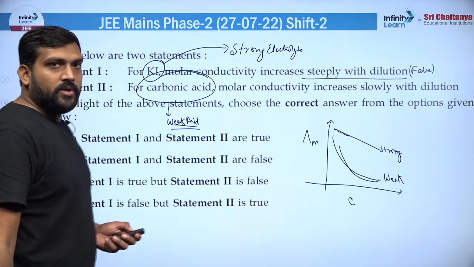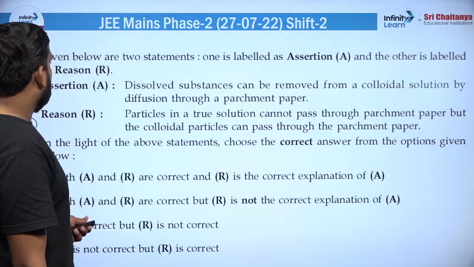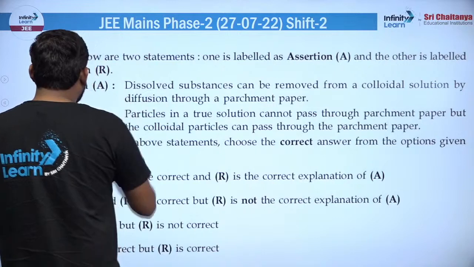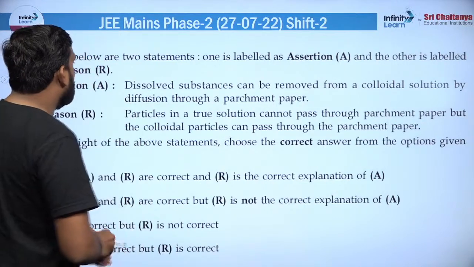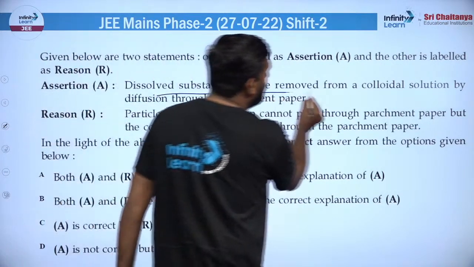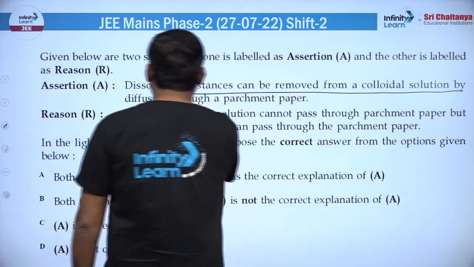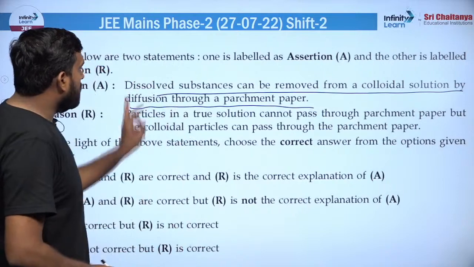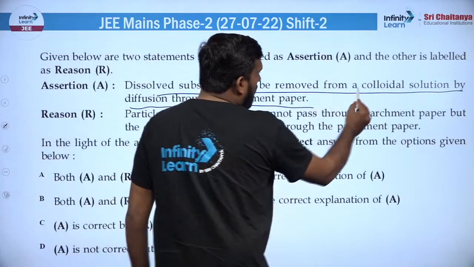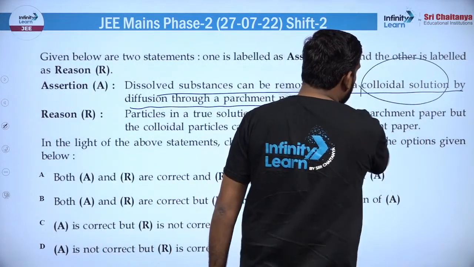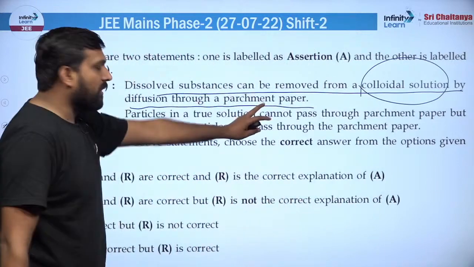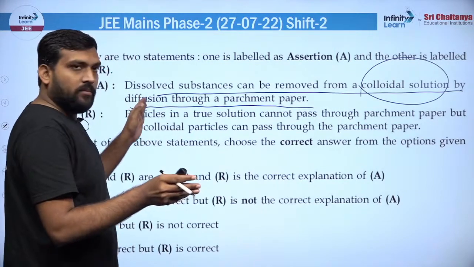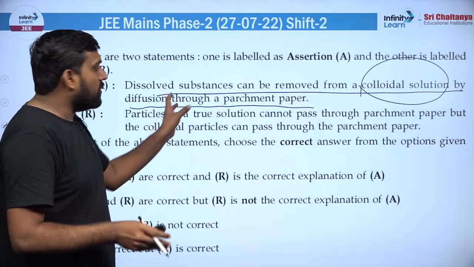Okay, going to the next question. The next question again is a statement-wise question. Read these statements and then pick the best option. Dissolved substance can be removed from a colloidal solution by diffusion through a parchment paper. In a colloidal solution, if you use parchment paper or semipermeable membranes, then you can separate them. This is also a separation logic.